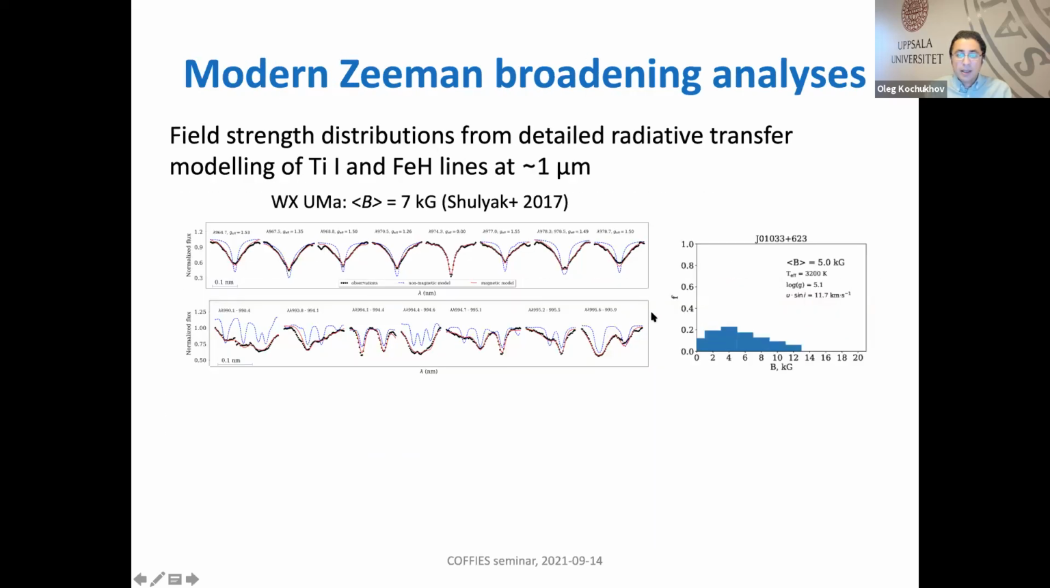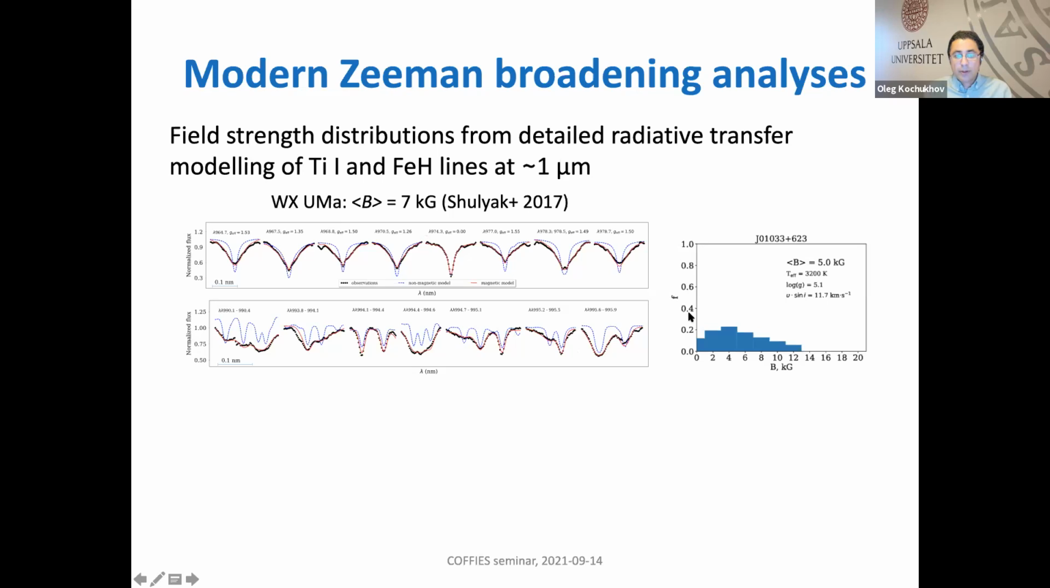so the same lines that were modeled by Reiners and Basri, but the advantage here, or the progress that has been made here, is that we learned how to calculate magnetic field effects in iron hydride lines from first principles. So we actually can do spectrum synthesis incorporating rather complex physics of Zeeman effect in molecules. And so for the same star, you see similar comparisons. So these plots show quite convincingly that that particular star, WX UMa, has an average field of 7 kilogauss.